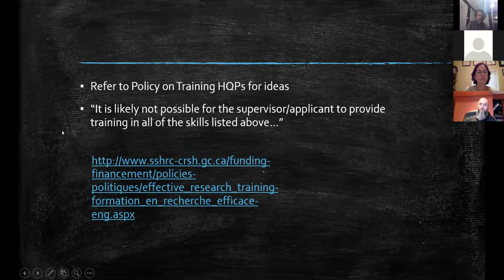And then there are some other interesting points that have become more prominent in recent years with SSHRC. For example, one of the things they say is it's likely not possible for the supervisor or applicant to provide training in all of the skills listed above. And so what other opportunities might you facilitate for them or make them aware of that could also contribute to their training? Just to give one example, we have a graduate student research day, and so you could encourage your student to participate in helping to organize and participate in that. That's just one example.